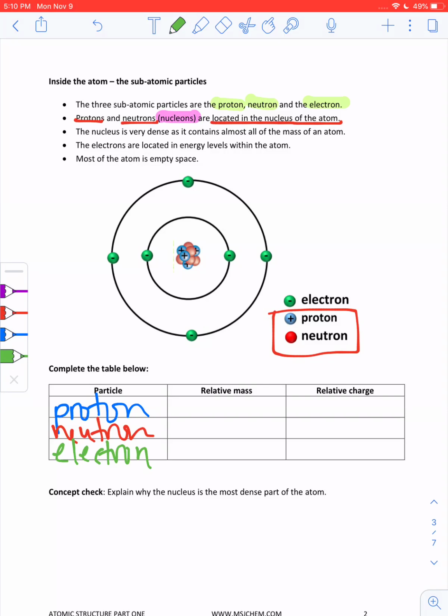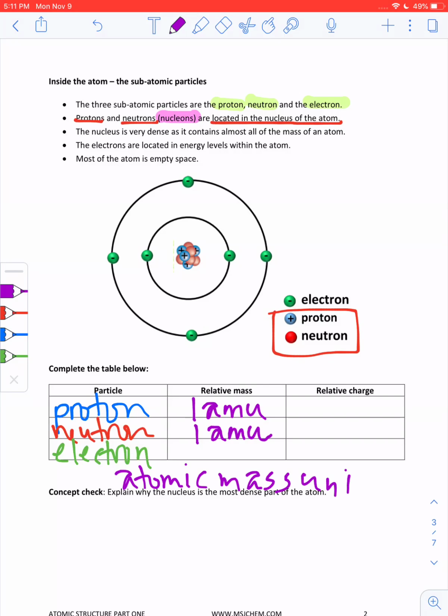All right, so relative mass. Now, the actual mass of the protons, neutrons, and electrons are very, very tiny. So a lot of times instead of talking about their actual mass, we talk about their relative mass, and that means relative to each other. So if we compare them to each other, what are their masses? Protons and neutrons have about the same mass. They're not exactly the same, but pretty much the same. So we say their relative masses are the same. They are each 1 atomic mass unit. So AMU stands for atomic mass unit.